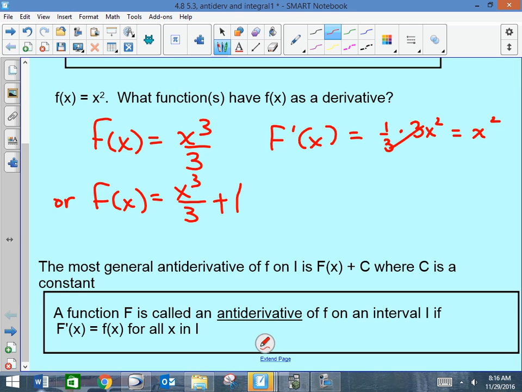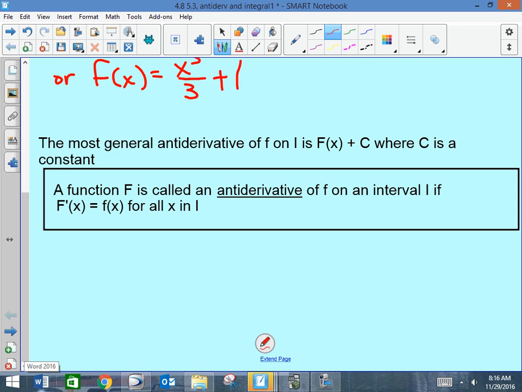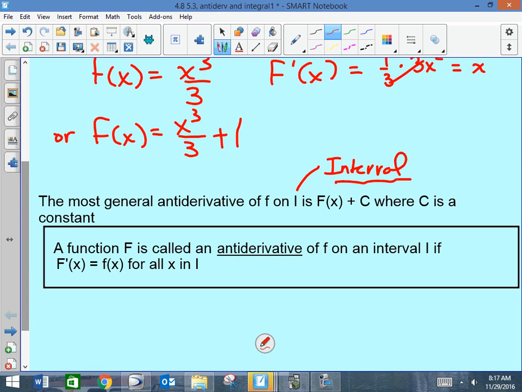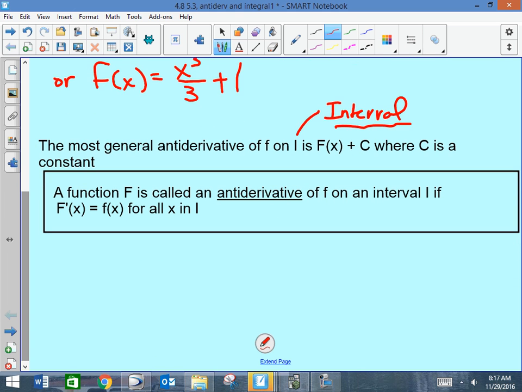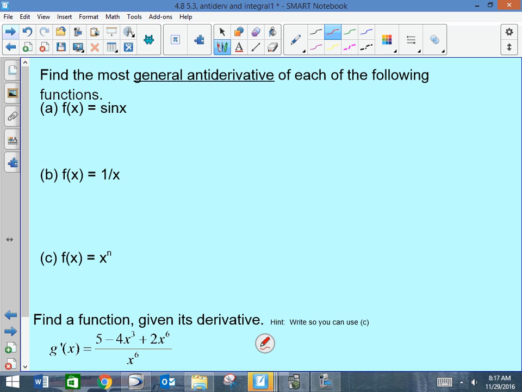Okay? So we're going to start with the most general antiderivative of f on I, as in on any interval that we usually talk about. F of x plus c, where c is that constant that Molly was talking about. And again, a function, big F, is called an antiderivative of little f on an interval I if F prime equals f of x for all x in that same interval. So that's a definition. Let's try a couple.